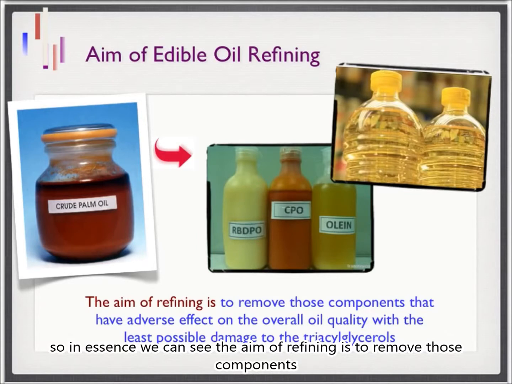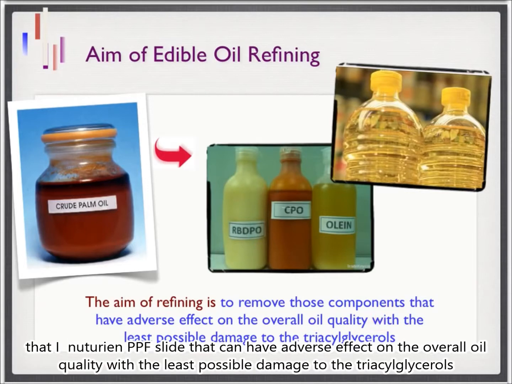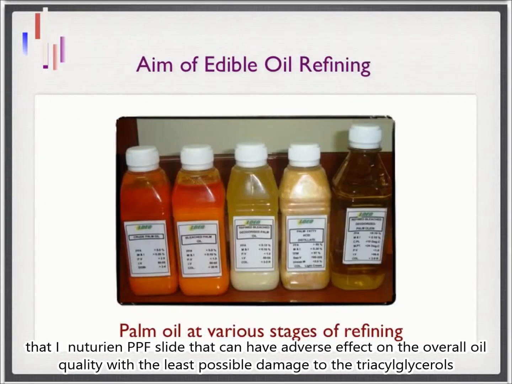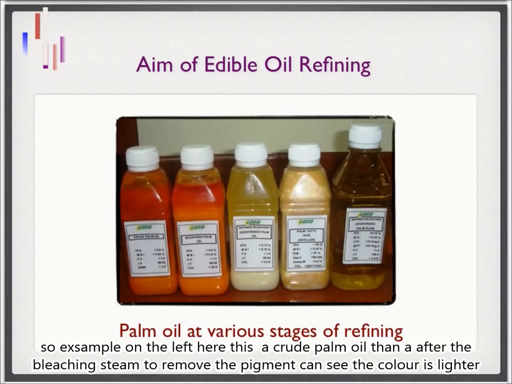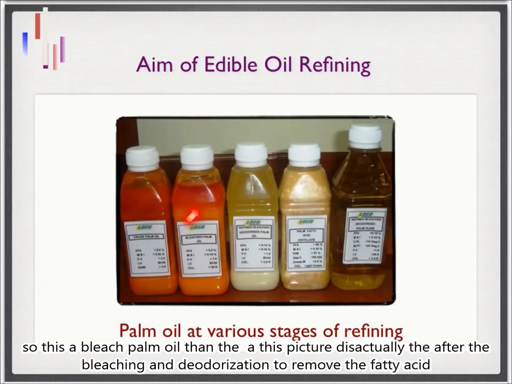So in essence, we can say that the aim of refining is to remove those components that I mentioned in the previous slides that can have an adverse effect on the overall oil quality, with the least possible damage to the triacylglycerol. In this picture, you can see various palm oil products at various stages of refining. So for example, on the left here, this is a crude palm oil. Then after the bleaching stage to remove the pigments, you can see the color is lighter. So this is a bleached palm oil.